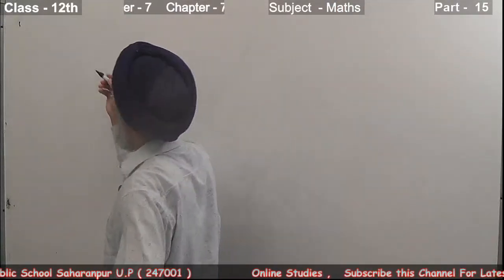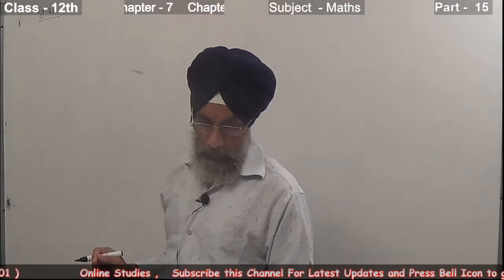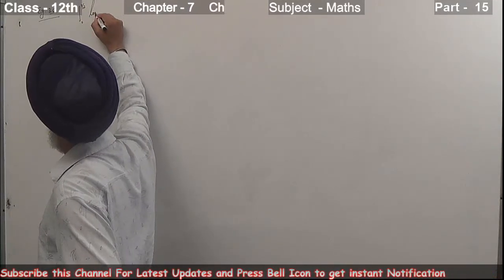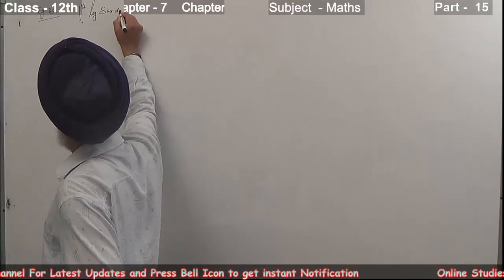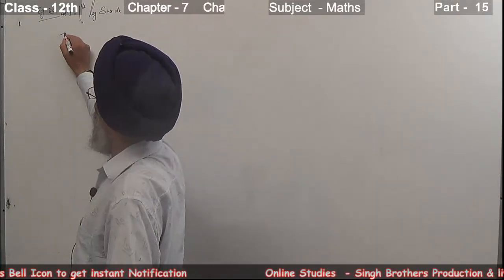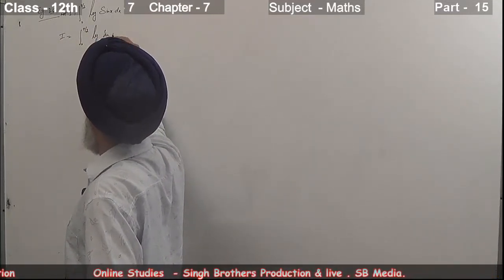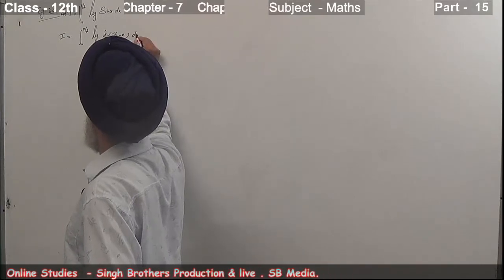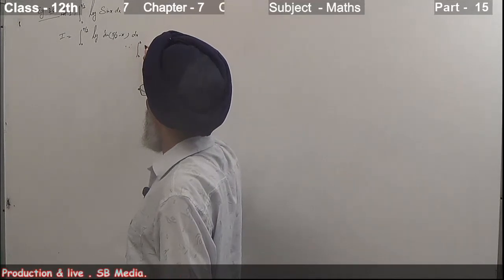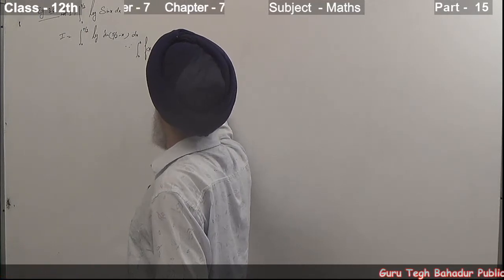In example 36, we have to find the integration of 0 to pi by 2 log sin x dx. Now I is equal to the integral from 0 to pi by 2 of log sin pi by 2 minus x. Applying the fourth property here, since integral 0 to a of f(x) dx is equal to integral of f of a minus x dx.